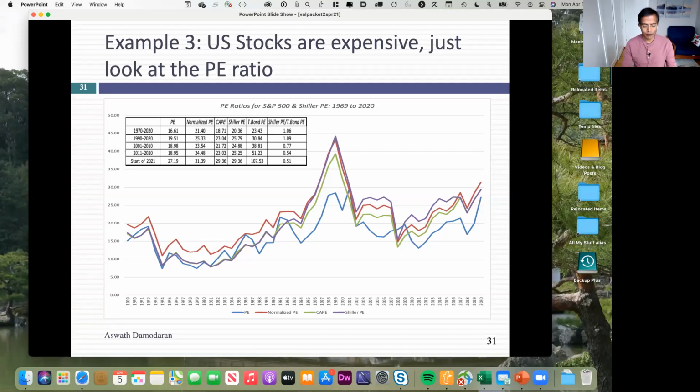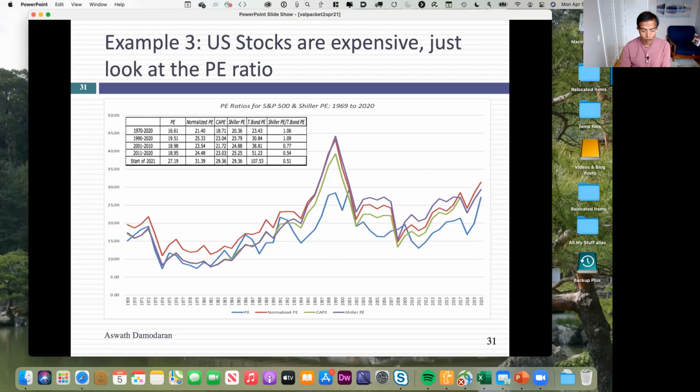So in this graph, I've computed the PE ratio for US stocks. The first 4 columns are all PE ratios for US stocks. You're asking why there are 4? Because it depends on how I measure PE. The first is the traditional PE. At the start of 2021, the PE ratio for US stocks was 27.19. That's based on aggregate price and earnings. And clearly it's much, much higher than it's been historically.